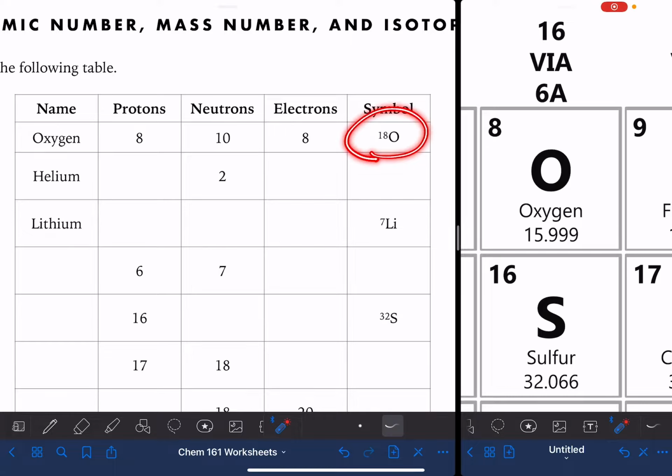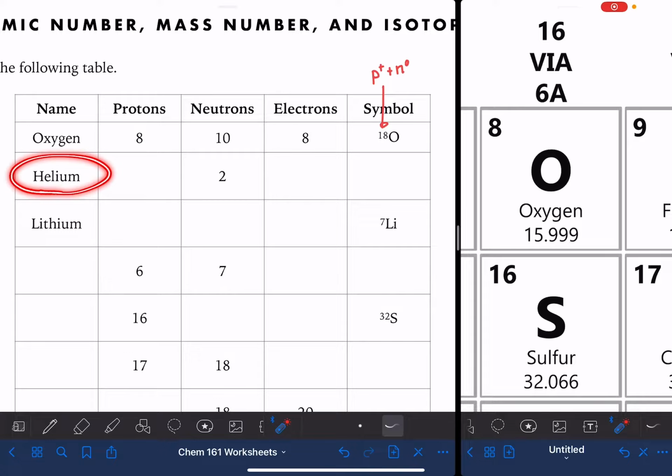And here is the symbol for oxygen. The O, that's the symbol that we get by just looking at the periodic table. And this 18, that is the mass number. The mass number is the number of protons plus neutrons. So for this one, 8 protons plus 10 neutrons gives us a mass number of 18. Now, because we can't look the neutrons up on the periodic table, we're always going to need to either be provided with the number of neutrons or provided with the mass number, one or the other. We have no other way of determining the number of neutrons or the mass number.